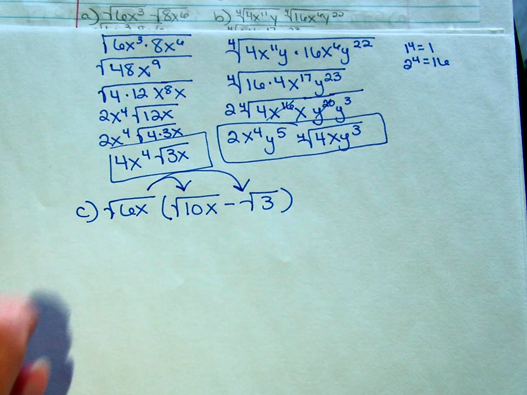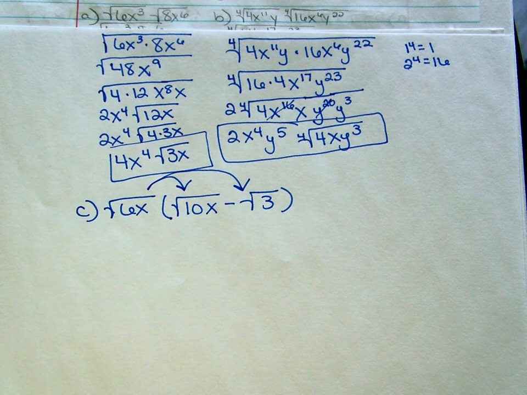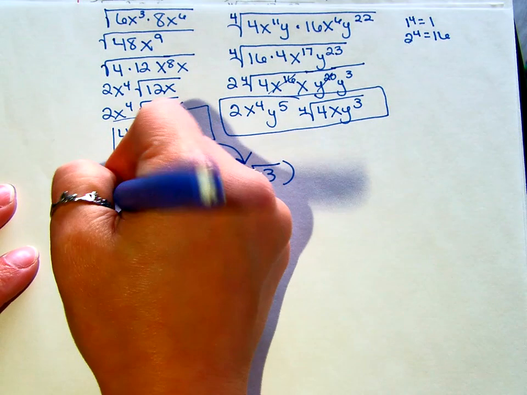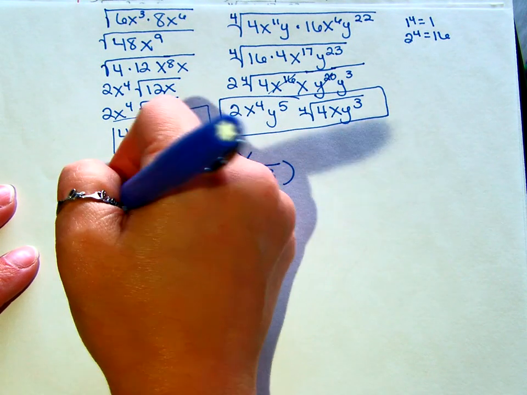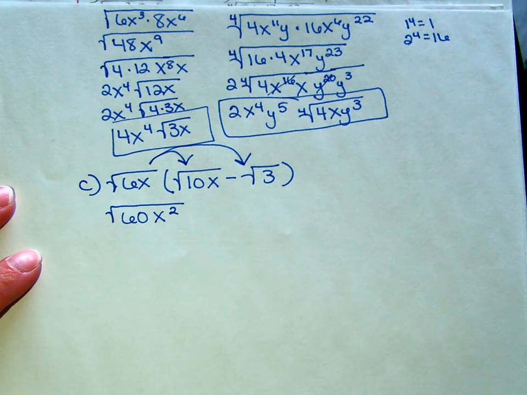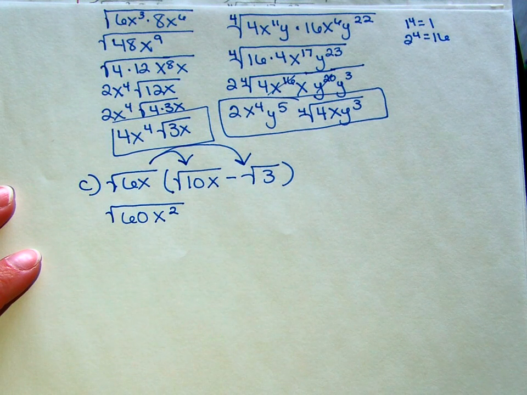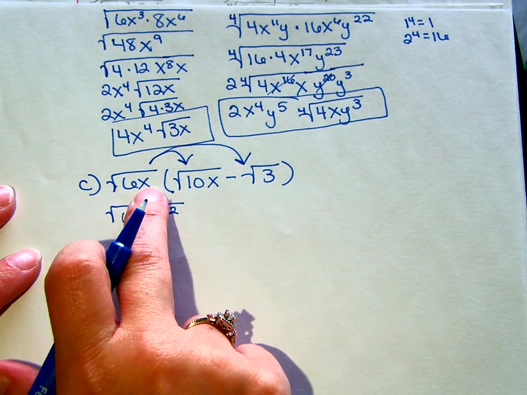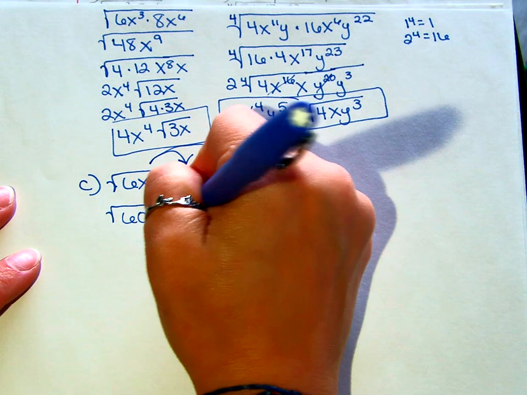So I'm taking radical 6x times radical 10x. Since they have the same index, I can multiply what's underneath, giving me a 60x squared. And then I do the same thing for the next one where I have 6x times 3, giving me an 18x underneath.